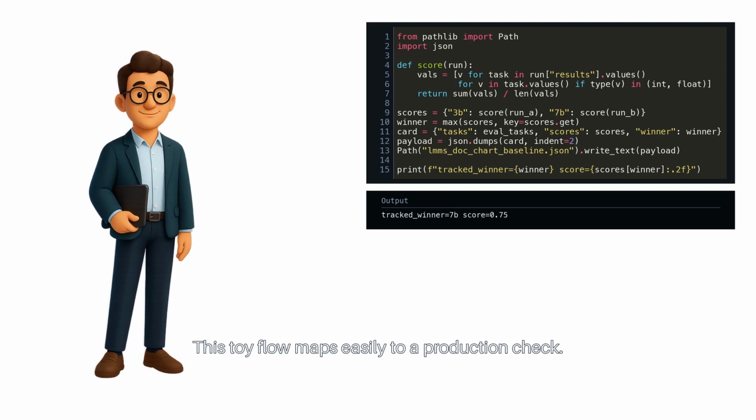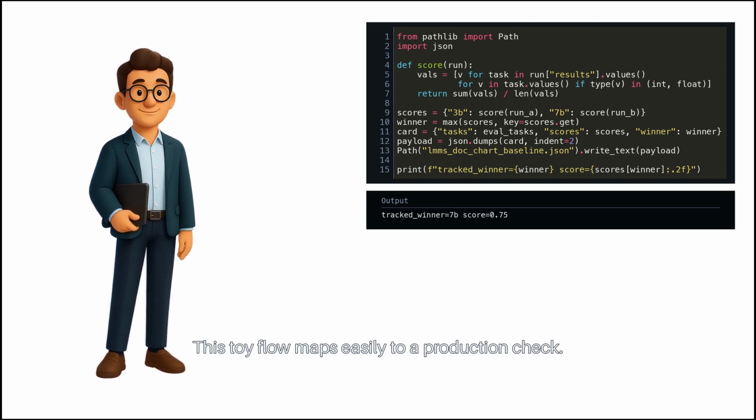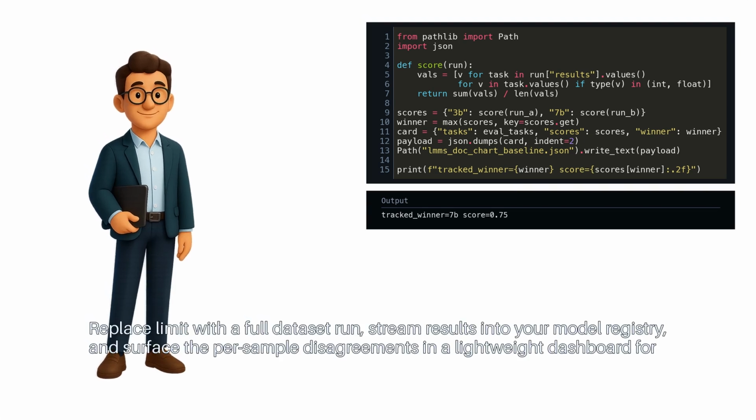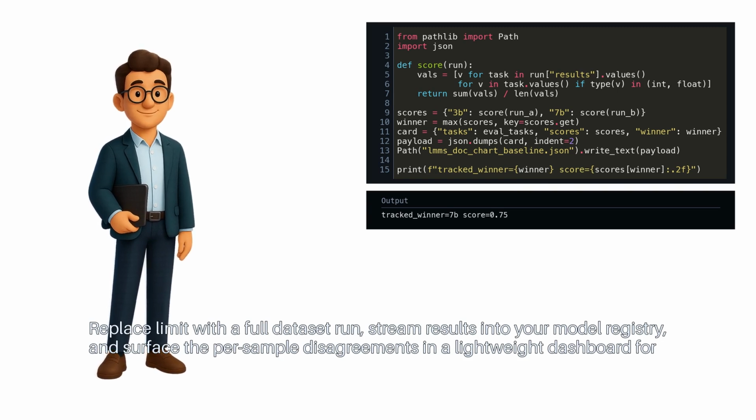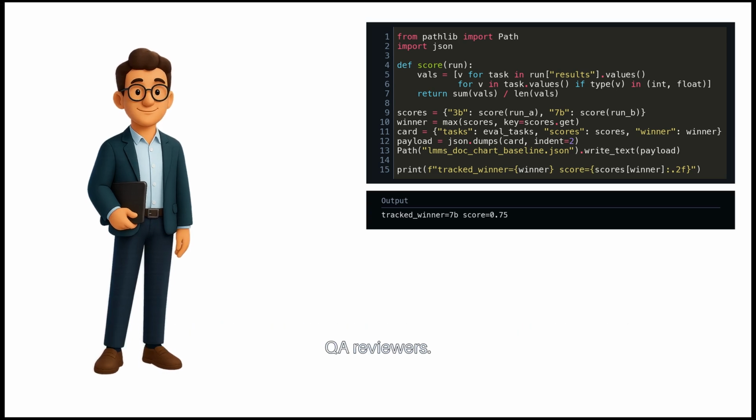This toy flow maps easily to a production check. Replace limit with a full dataset run, stream results into your model registry, and surface the per sample disagreements in a lightweight dashboard for QA reviewers.